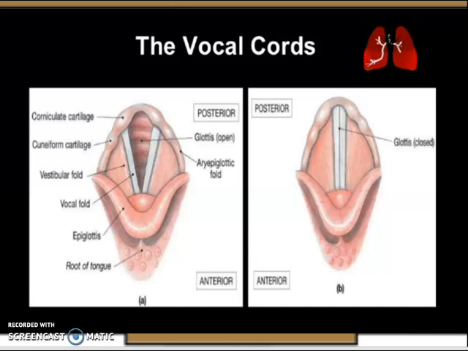The vocal cords are the primary source of voice production. Air moving past the vocal cords causes them to vibrate, producing sound. Muscles control the length and tension of the vocal cords. The force of air moving past the vocal cords controls the loudness, and the tension of the vocal cords controls the pitch of the voice.